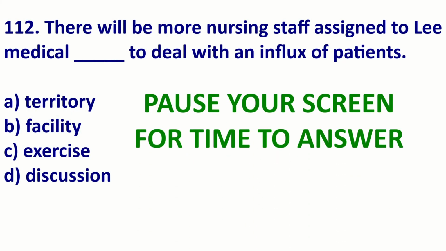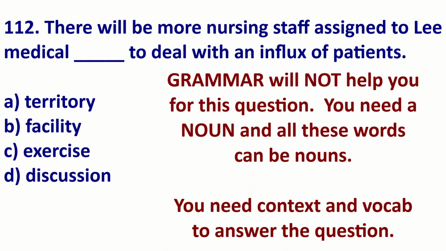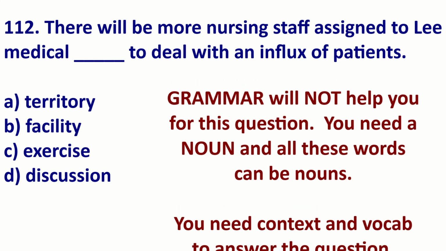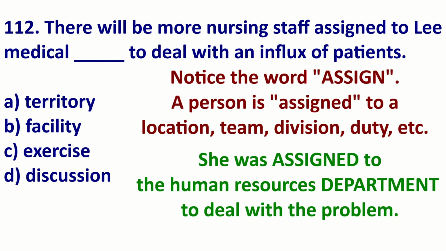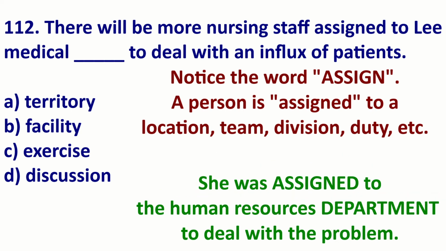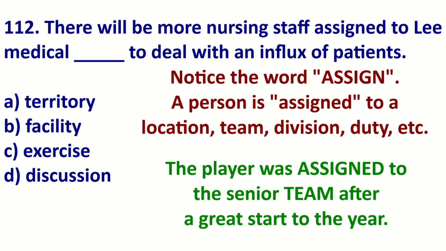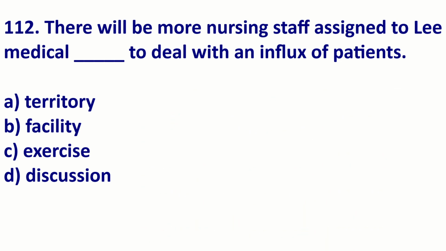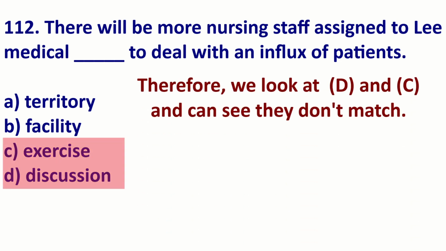Last question. Grammar will not help you with this question. You need context and vocabulary to get the answer. We see the word assigned. Now, a person is assigned to a location, a team, a job, or a duty. For example, she was assigned to the human resources department to deal with the problem. Or the player was assigned to the senior team after a great start to the year. Therefore, we look at D and C, and these are not locations, these are not teams. So we're going to eliminate D and C immediately.